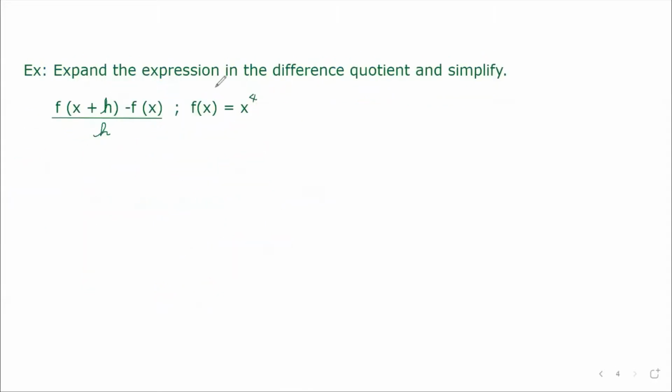Okay, this one: expand the expression in the difference quotient and simplify. Quotient means like a fraction, in fraction form. And then you simplify by using the binomial theorem. Okay, how to do this one?